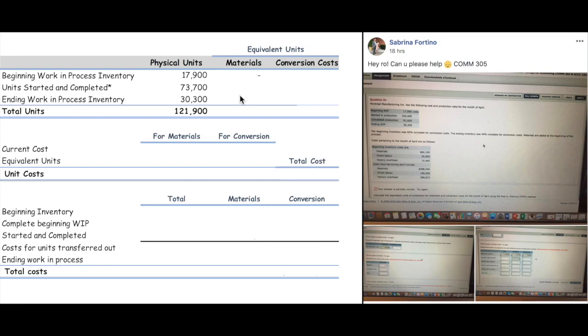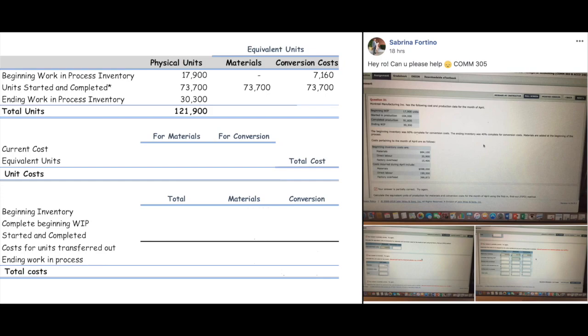But for conversion costs, the beginning inventory is 60% complete, and so you should be able to argue that in the current time period, in the month of April, we added 40% of the cost to these units. And so 17,900 times 40% is how we'd get the equivalent units for beginning inventory with respect to our conversion costs. Units that are started and completed are obviously 100% complete in the current time period, and so for both materials and conversion costs, these guys are simply going to be the same amount, the same as our physical units.